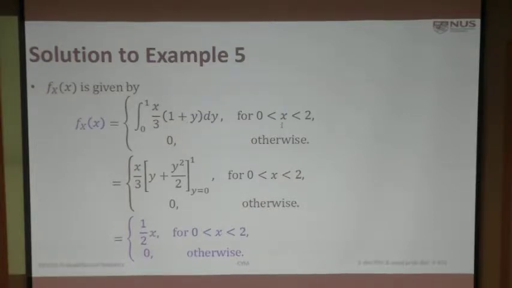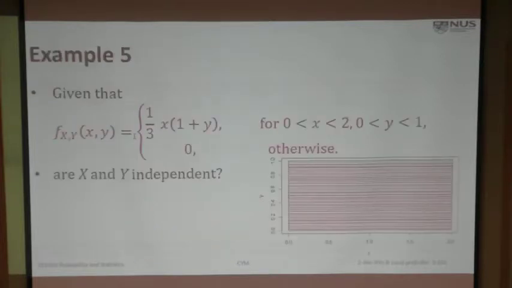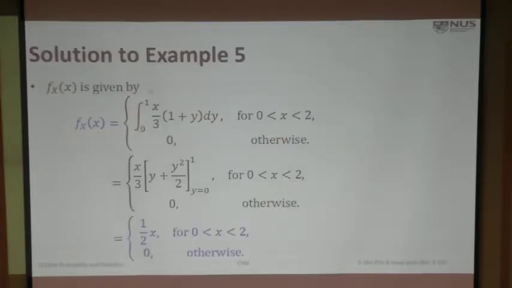So you fix x in the set 0, 2. Then you integrate the joint PDF of x and y over the range of y. In this case, remember the range of y is simple. It's just 0 and 1. We haven't got to do anything complicated here. So we just integrate between 0 and 1, this thing, with respect to y.